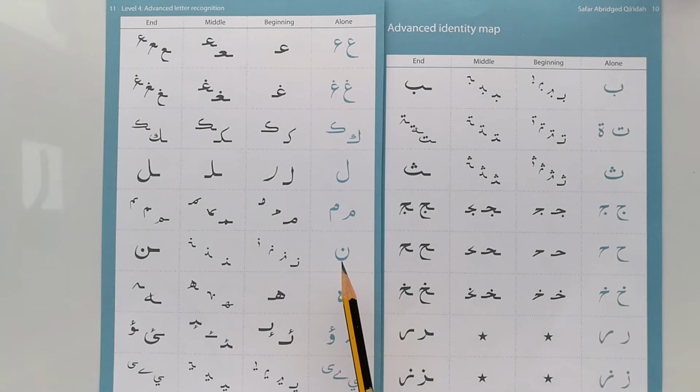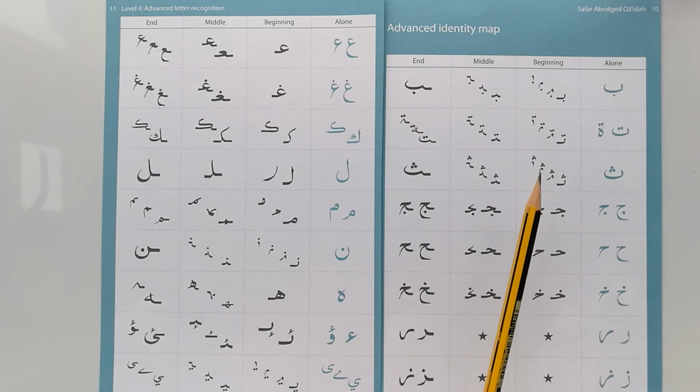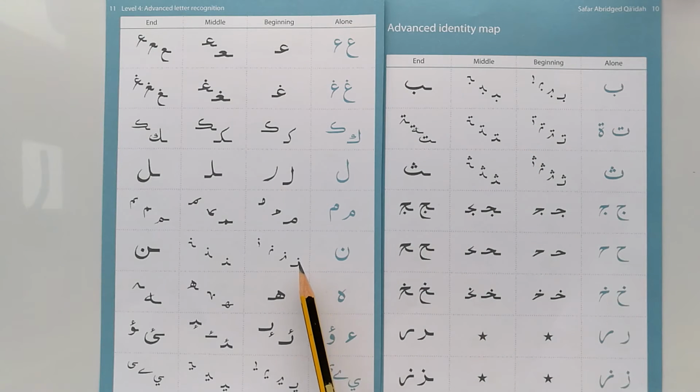Here noon is a consonant, very similar to ba, ta, and tha. It's just got that dot. So just look out for that dot on the top. That's a noon. Okay.